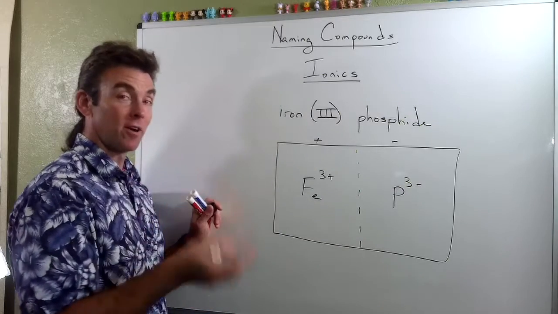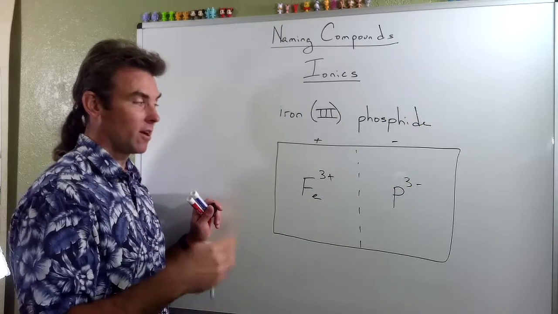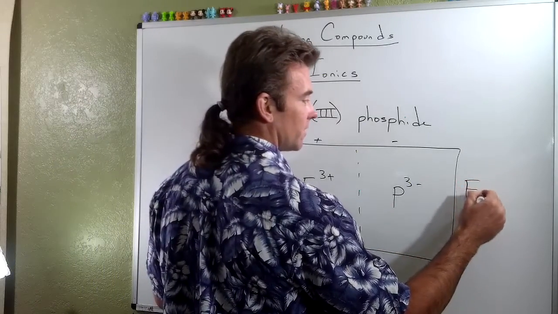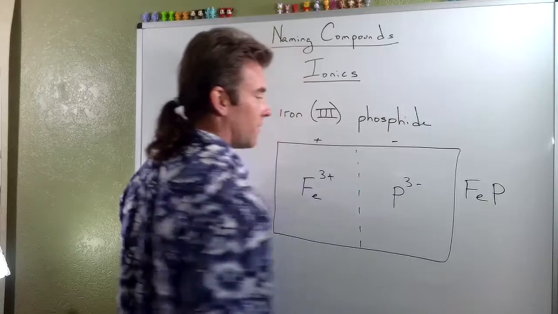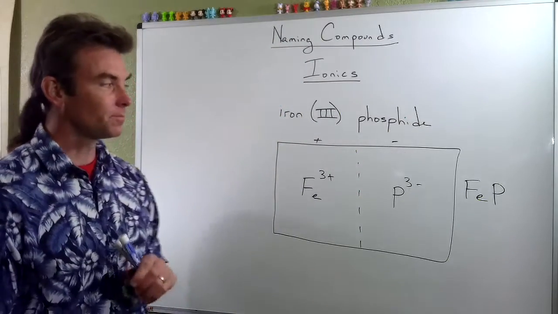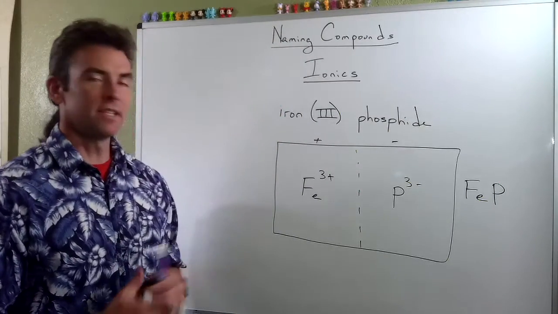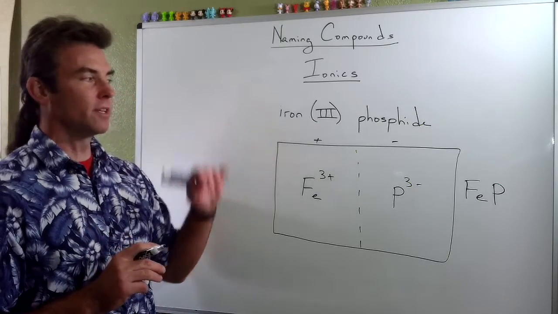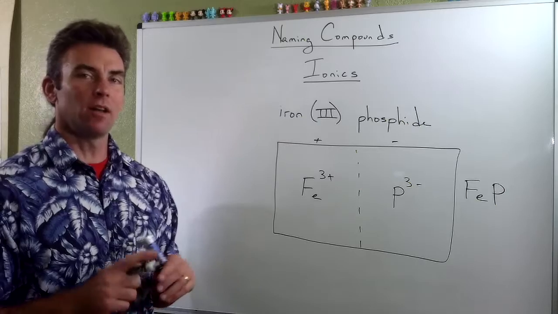You could either do the crossy trick if you want to and call this Fe3P3, or we could just recognize that iron 3 phosphide is just that. Really is that straightforward. Maybe we'll do one more of a formula to a name, and then we'll call it quits for this video.